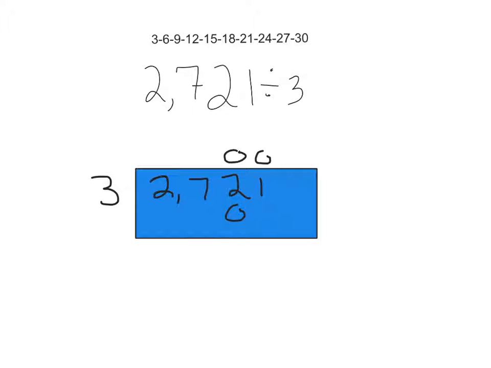And then these two are going to zero me out down here. That's because 0 times 3 is 0. 0 times 3 is 0. Now, let's come on up here and see how many times the 3 will fit into 27. I got 3, 6, 9, 12, 15, 18, 21, 24, 27, on the money.